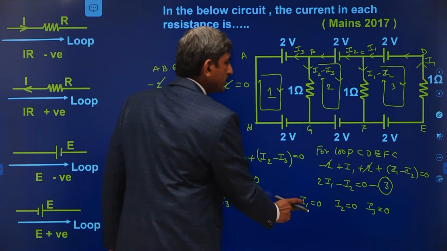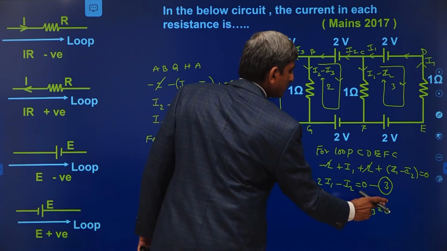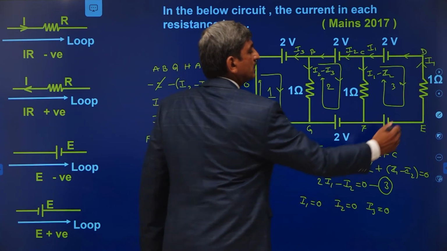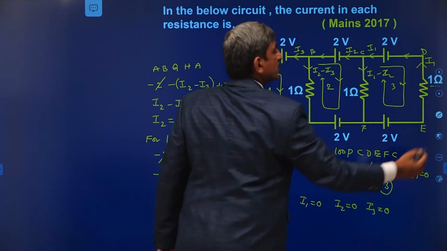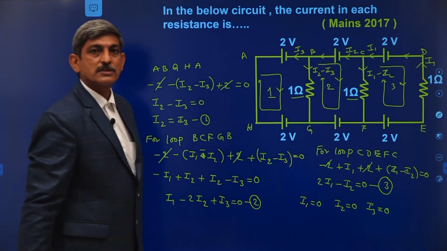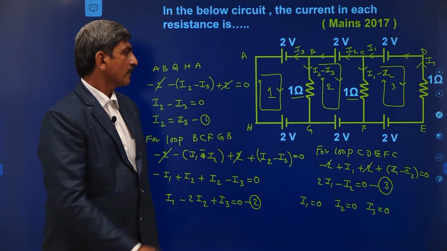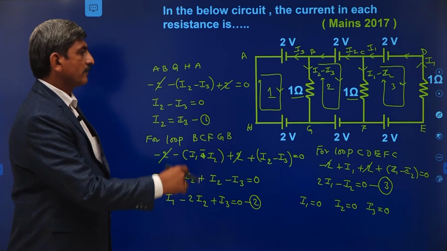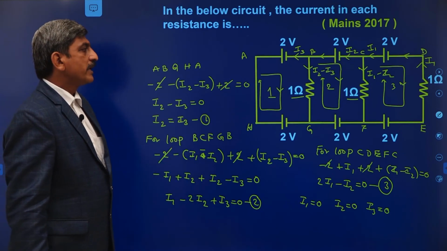Here, I1 is equal to 0, I2 is equal to 0, I3 is equal to 0. That's why the current passing through each of these 1 ohm resistors is also equal to 0. So this is the problem containing 3 loops.